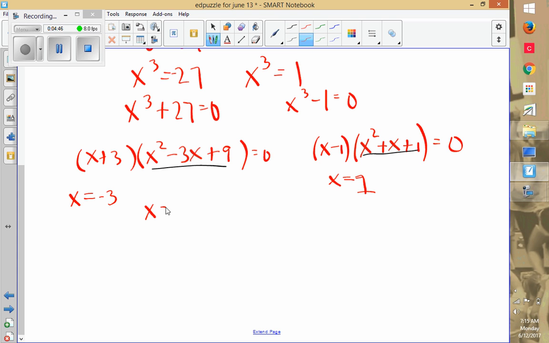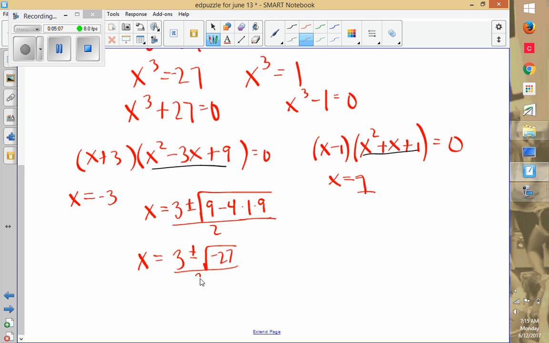So we have the quadratic formula. We have 3 plus or minus the square root of 9 minus 4 times 1 times 9, over 2, which is 3 plus or minus the square root of negative 27. And the square root of negative 27 becomes 3i square root of 3, over 2.